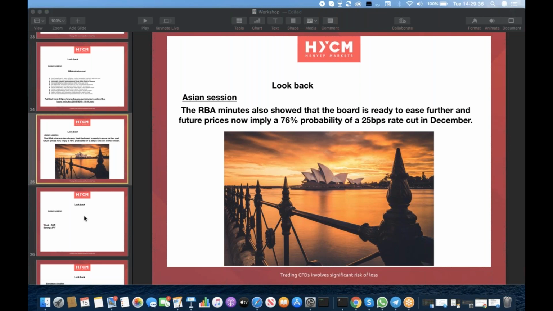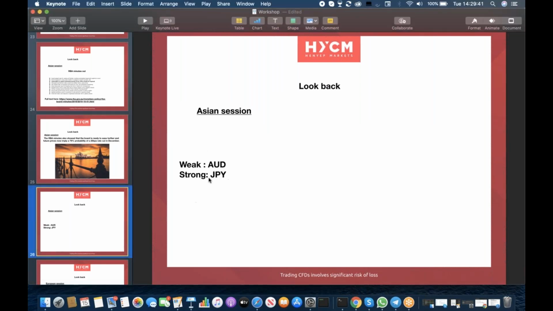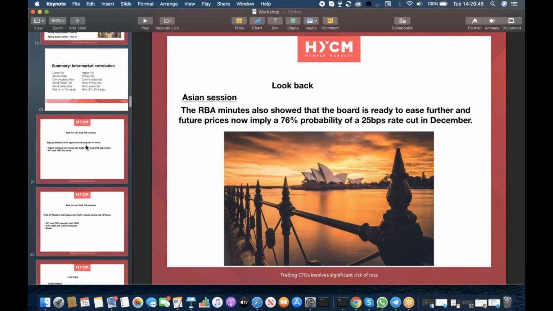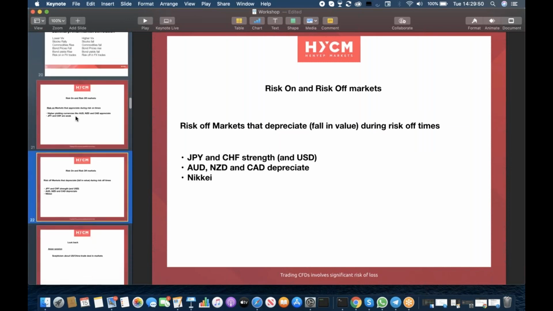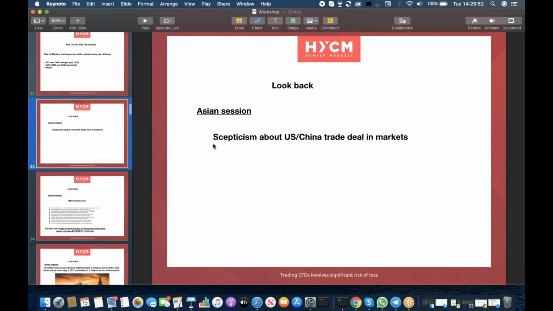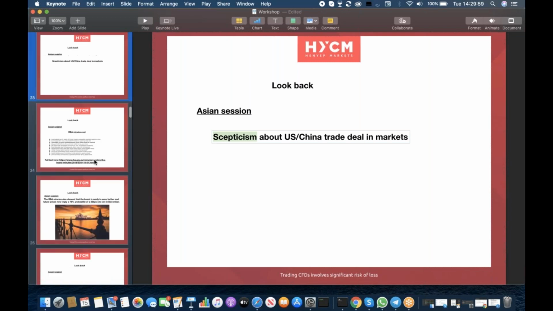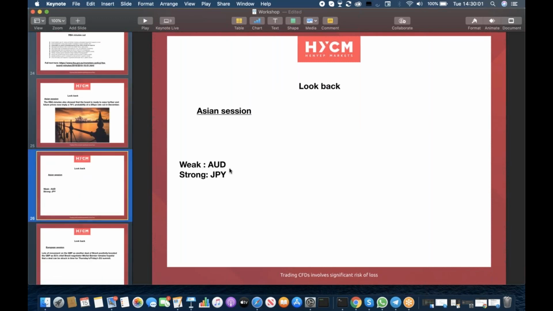Now, what currency will be strong? We've got the Japanese yen. Why did I pick the yen as a strong currency? Because of this issue here: skepticism about the US-China trade deal. We saw that the Asian equity markets were affected. So we could see that it's an Australian dollar, Japanese yen sell. Okay, I'm expecting sellers on this pair.